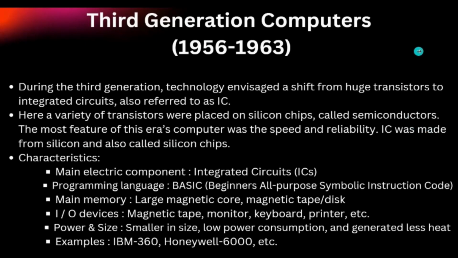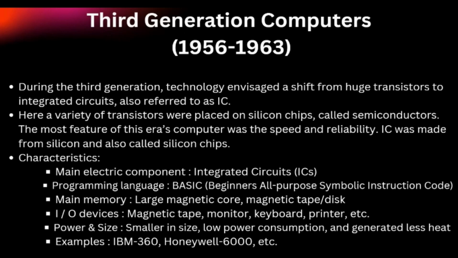Third generation computers developed between 1965 and 1971 use integrated circuits instead of transistors. ICs make computers more reliable, fast, require less maintenance, and are smaller in size and less expensive.